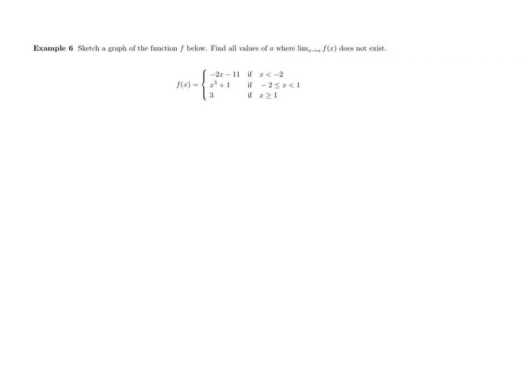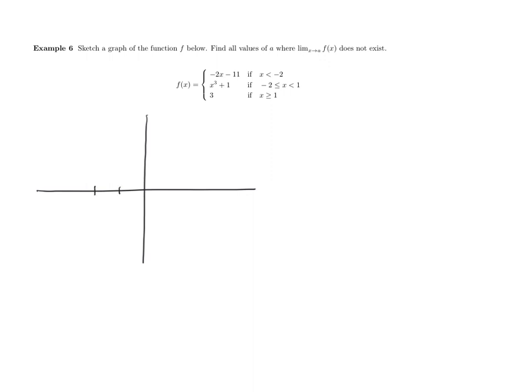In example 6, I want to sketch a graph of this function below. It's a piecewise function, but it has 3 separate parts. I want to find all of the places, the numbers a, where the limit as we approach it does not exist for this function. Let's first draw a graph. So just a really basic sketch of what this function looks like. It is doing different things when we're less than -2, when we're between -2 and 1, and then when we are greater than 1. I'm going to mark these places on the x-axis.